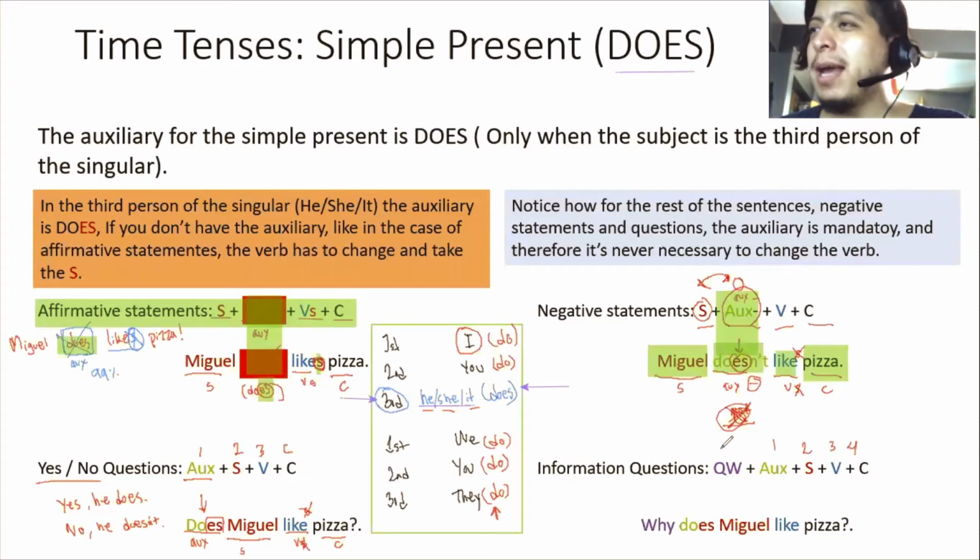But you want to make an information question. If you want to make an information question, the only thing that you have to do is start the question with a question word. Again, it depends on the question word.